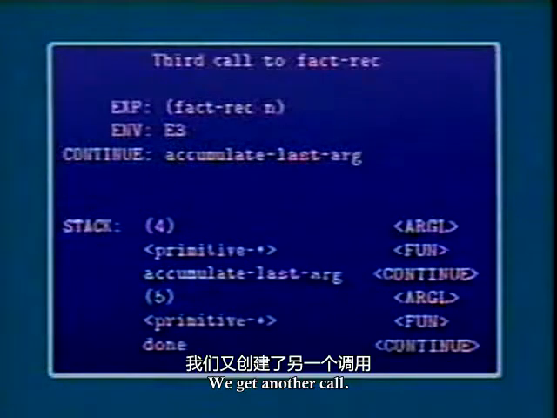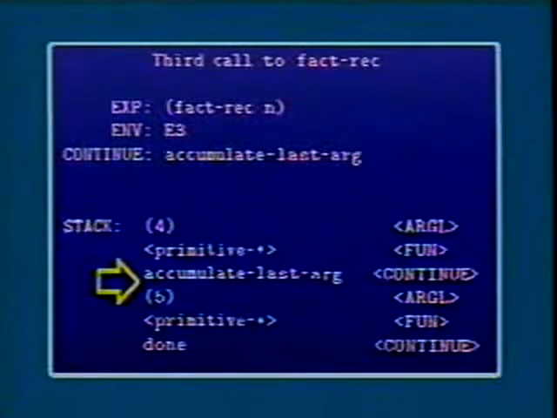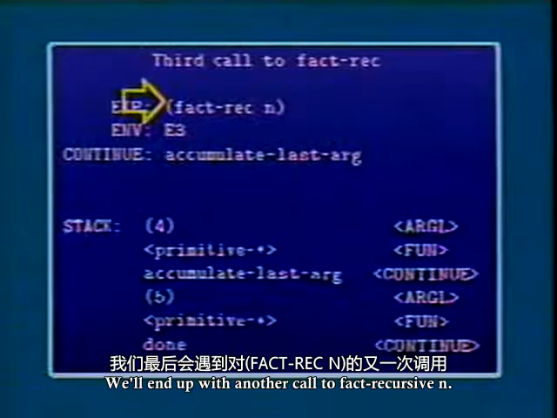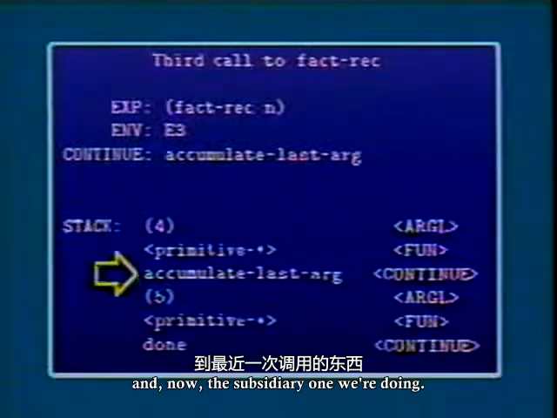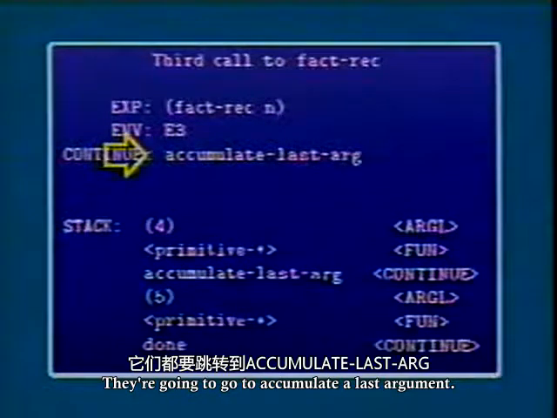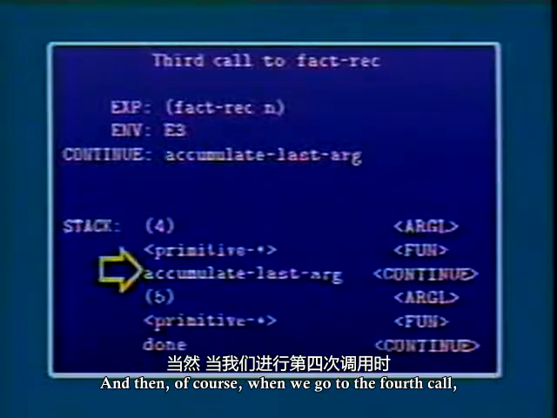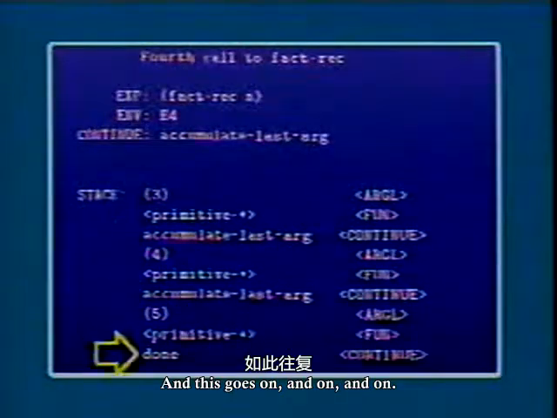Right. We get another call. That 4 is going to end up in the same situation. We'll end up with another call to fact recursive n, and sitting on the stack will be the stuff from the original one, and now the subsidiary one we're doing. And both of them are waiting for the same thing. They're going to go to accumulate a last argument. And then, of course, when we go to the fourth call, the same thing happens. Right? And this goes on and on and on.